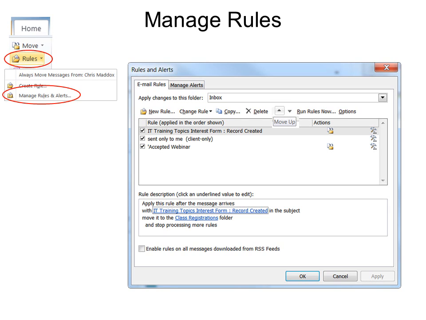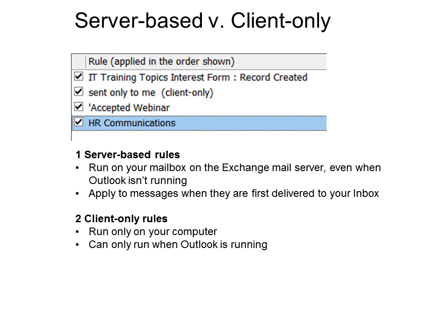Now, why would you care about that? Well, first let me point out here, this one says client only. I didn't put that in. Outlook put that in for me. So what does that mean and why do I want to change the order? Well, there's two kinds of rules. There's server-based and there's client-only. Server-based means that it runs on the Exchange Mail server even when your Outlook isn't running. And so it happens immediately as soon as the messages are delivered to your inbox. However, a client-only rule, and this warns me that it is a client-only rule, only runs on my own personal computer, and it will only run while Outlook is running.